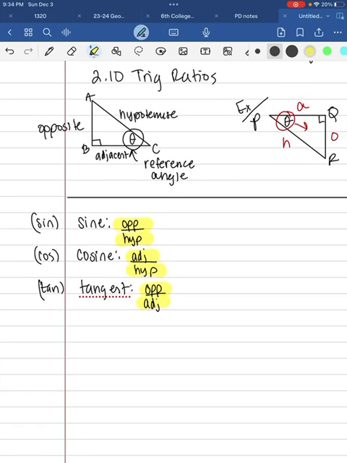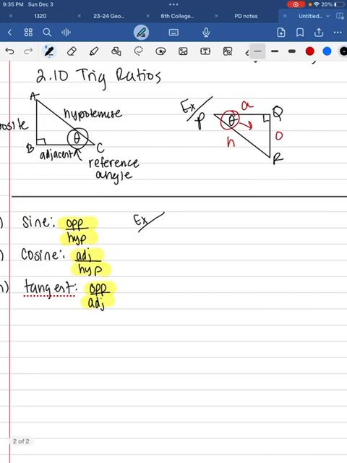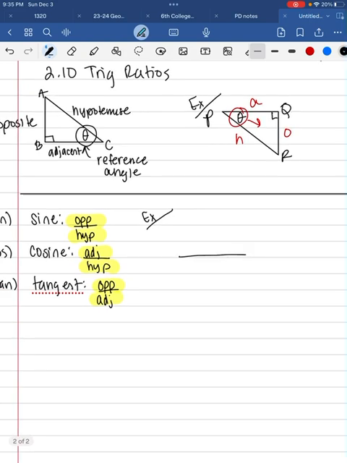So now let's get into how these work. What do we do with them? Again, today we're just learning how to set up ratios. We're not learning how to solve anything yet. So let's draw a triangle. I'm going to work this one with you.